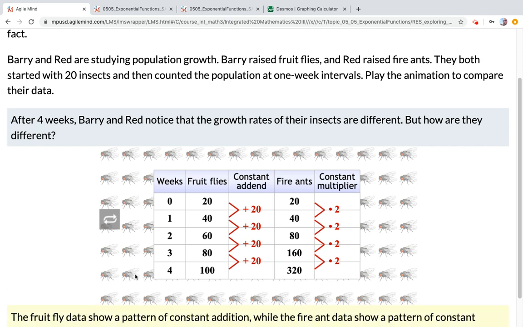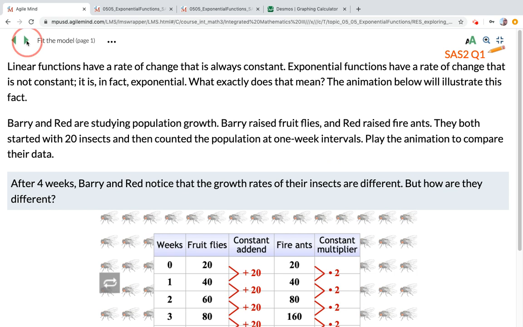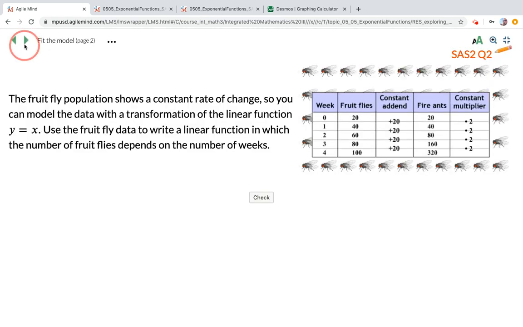So what I'd like you to do at this point, can you go to question 2? I'm going to go to question 2. Let's take a moment just to focus on our fruit flies and that whole add 20, add 20, add 20. Can you write a linear function that would tell us the number of fruit flies we have depending upon the number of weeks? Go ahead and hit pause to write a nice little linear function for your fruit flies, and then hit play when you're ready to check your work.